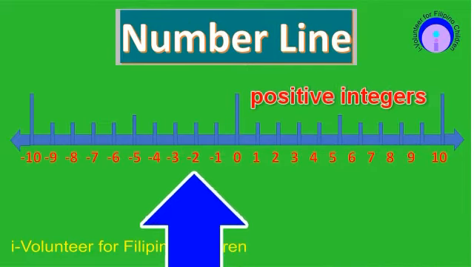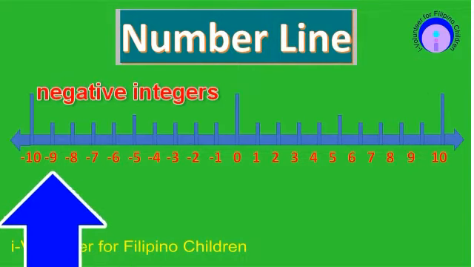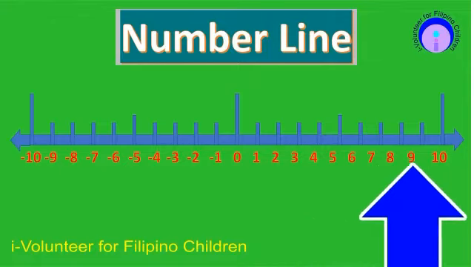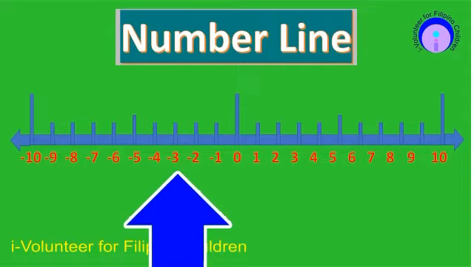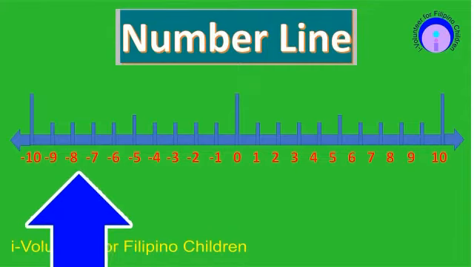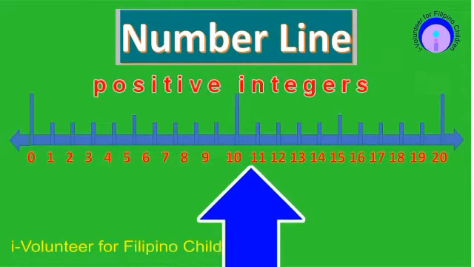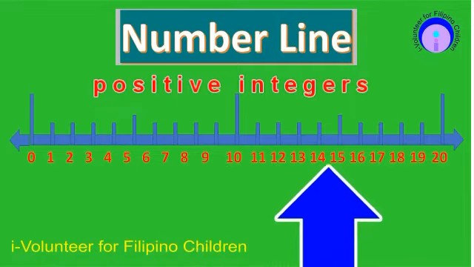At ang nasa kaliwa naman ng 0 ay tinatawag nating negative integers. Mula sa 0 at pakanan, ito ay lumalaki ang kanyang value. At pakaliwa naman, ito ay lumiliit ang value. Ang pag-uusapan lang natin ay ang mga positive integers mula 0 hanggang 100.